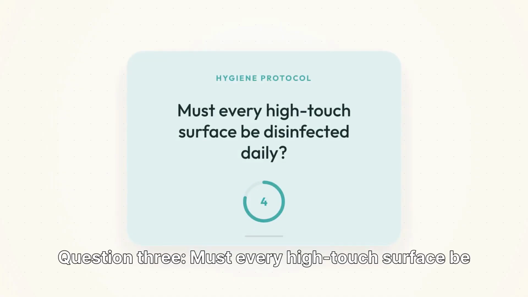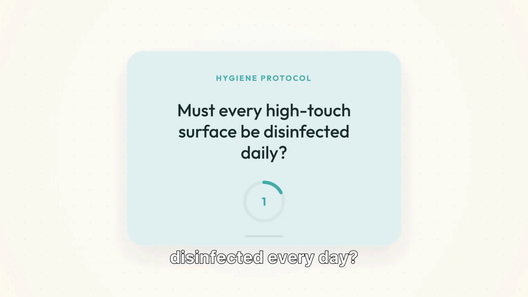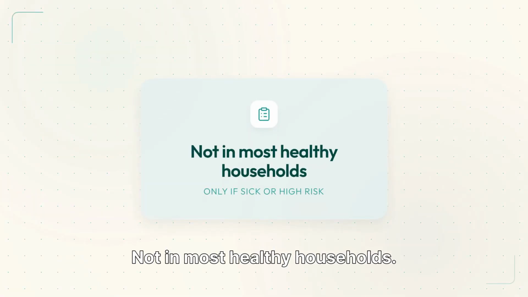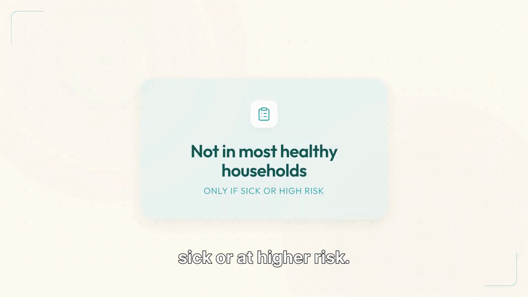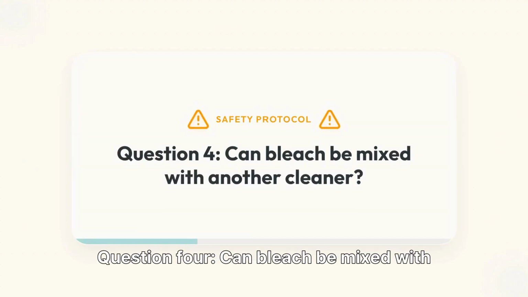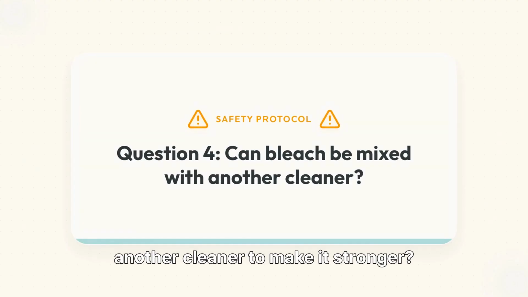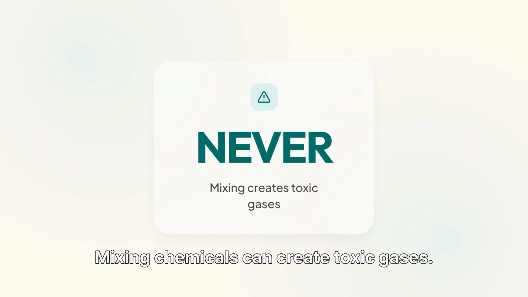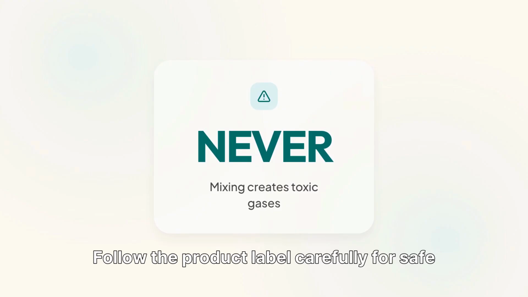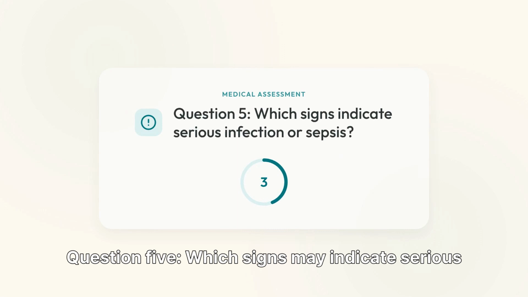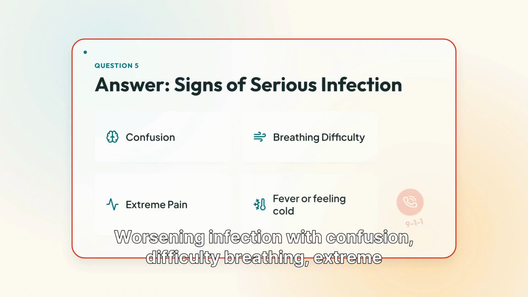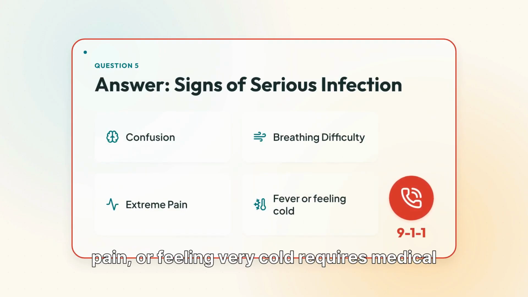Question 3. Must every high-touch surface be disinfected every day? Not in most healthy households. Clean regularly and disinfect when someone is sick or at higher risk. Question 4. Can bleach be mixed with another cleaner to make it stronger? Never. Mixing chemicals can create toxic gases. Follow the product label carefully for safe use. Question 5. Which signs may indicate serious infection or sepsis? Worsening infection with confusion, difficulty breathing, extreme pain, or feeling very cold requires medical attention.